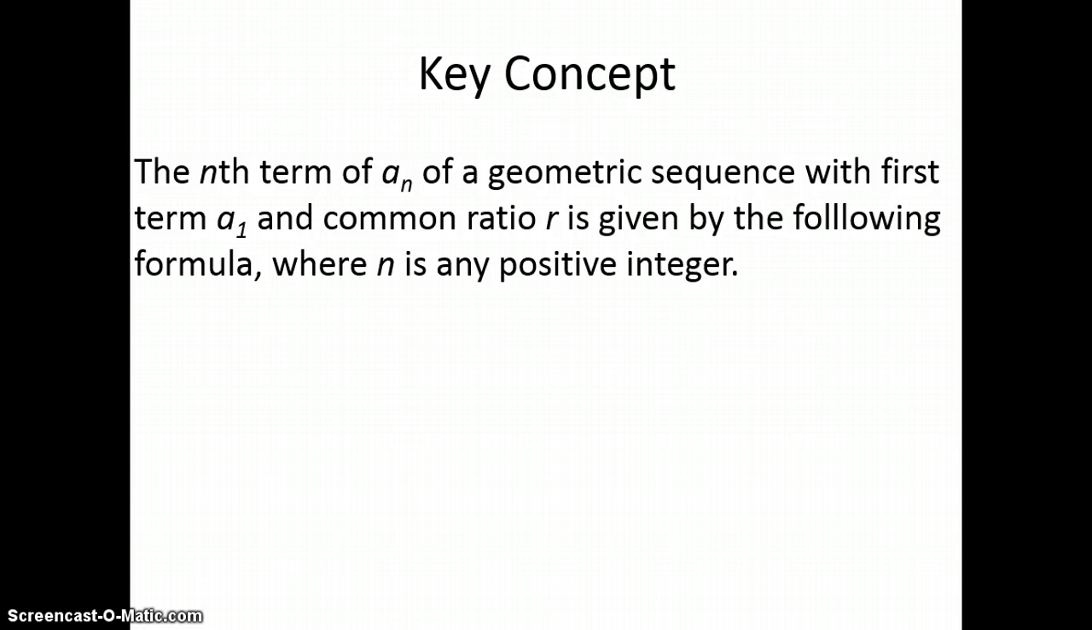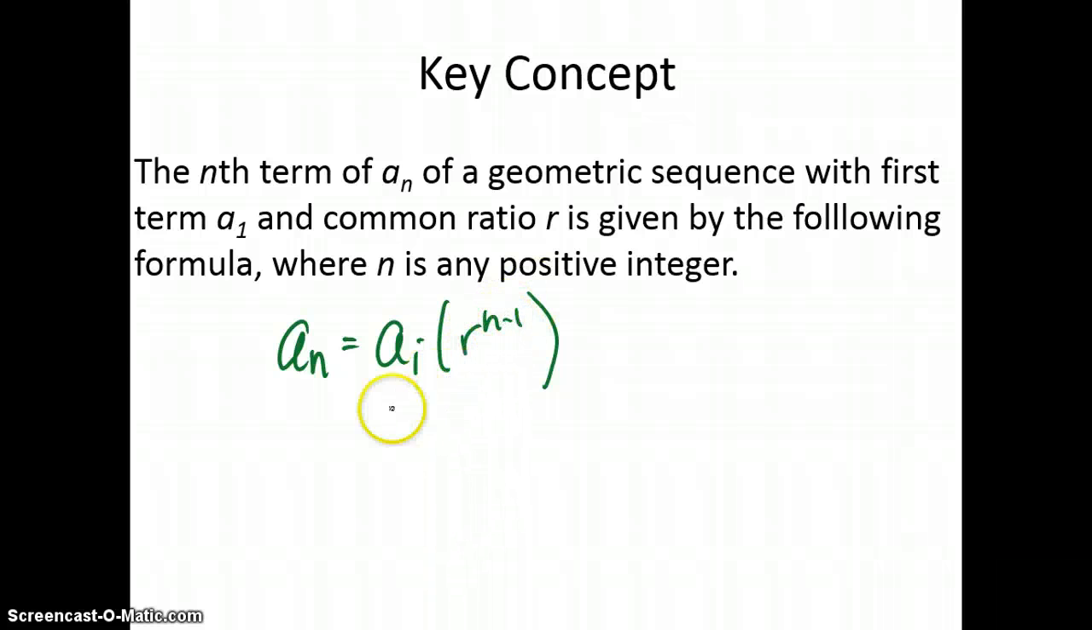This brings us to our key concept. The nth term, a sub n, of a geometric sequence with first term a sub 1 and common ratio r is given by this formula. It's made up of the same variables that we used for the last one. It looks like this: a sub n is equal to a sub 1 multiplied by r to the n minus 1. We take that common ratio and raise it to the n minus 1. And again, n is talking about your position number.